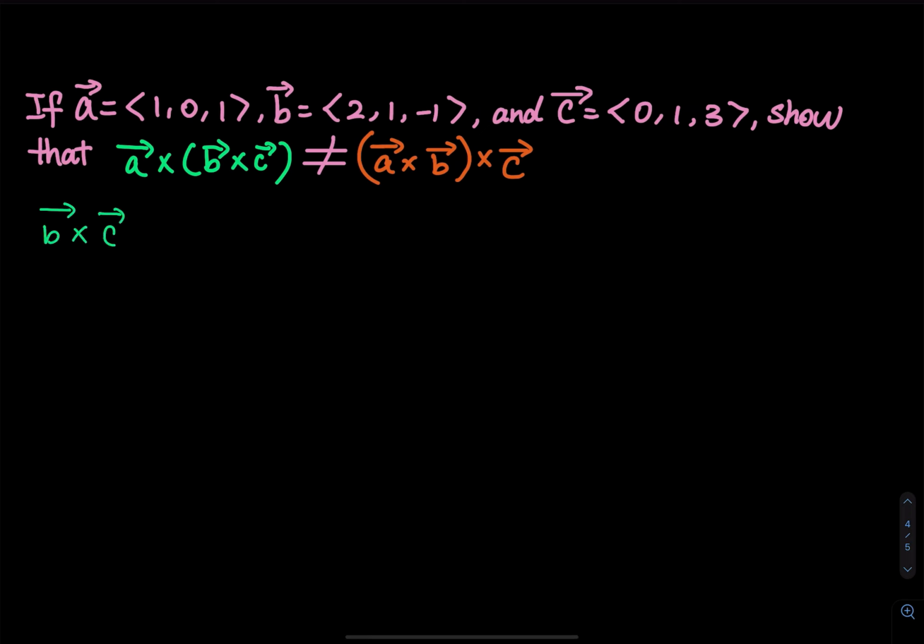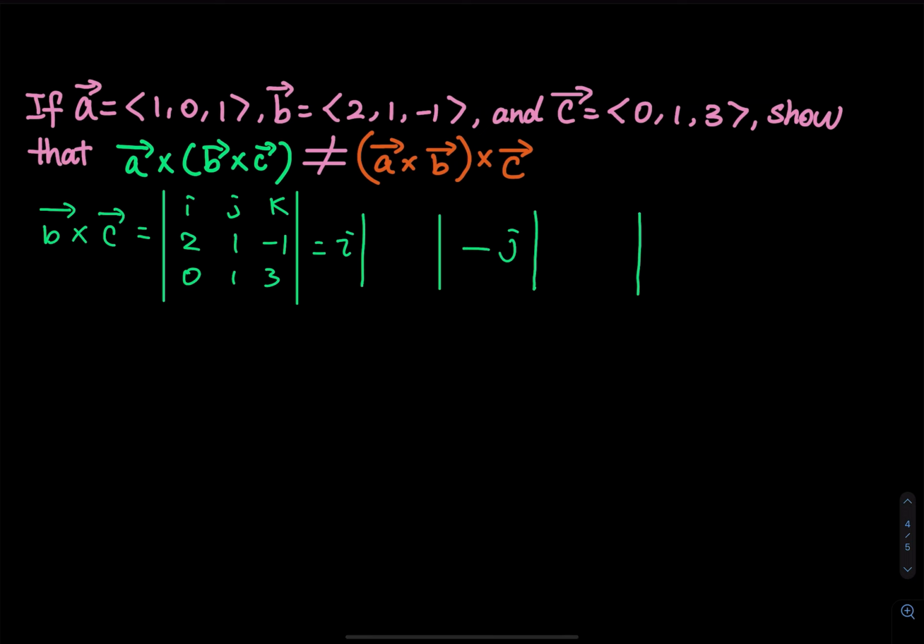B cross C is equal to a 3 by 3 matrix: I, J, and K, and then vector B, 2, 1, negative 1, vector C, 0, 1, 3. Close the matrix, and then here we do the determinant, so we start with I. Still remember how we grab this: I, and then it's always a minus J, and then we grab 4 numbers, and then plus K, and then we grab 4 numbers.